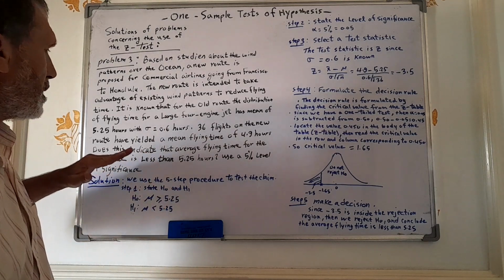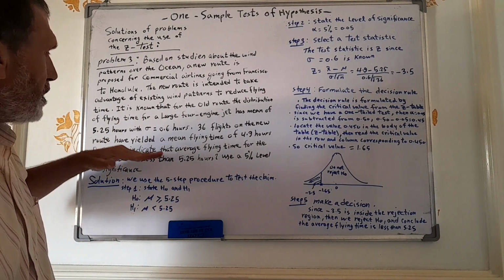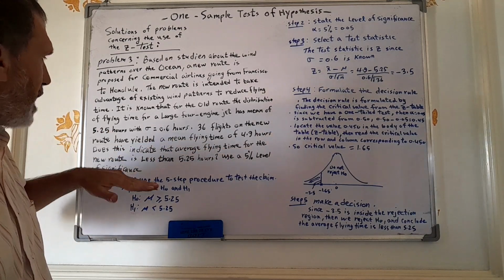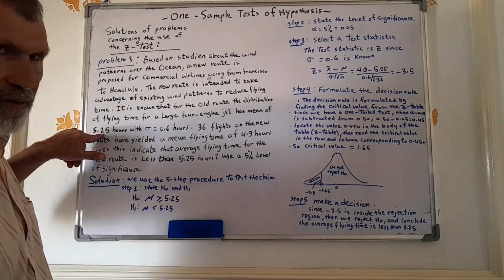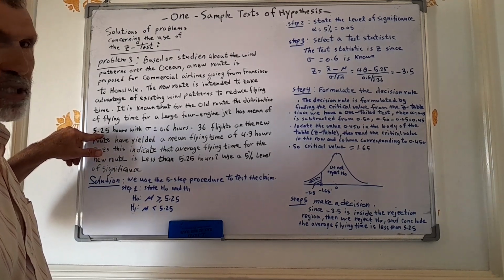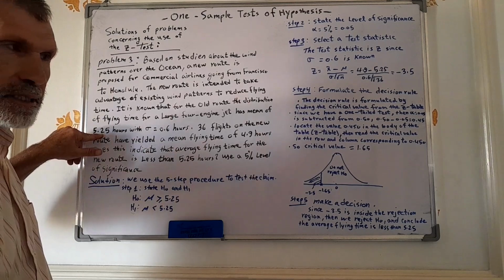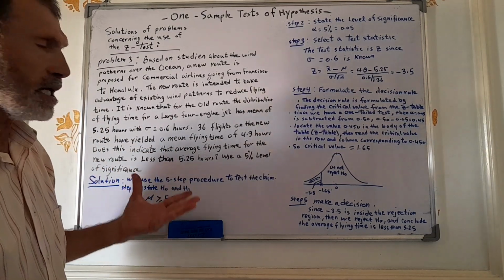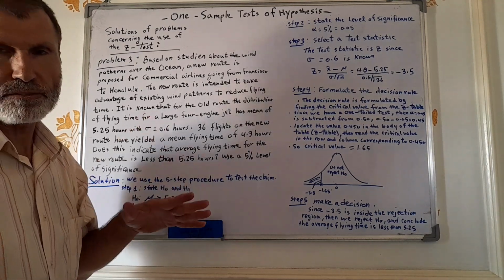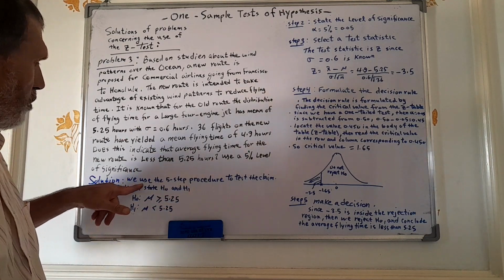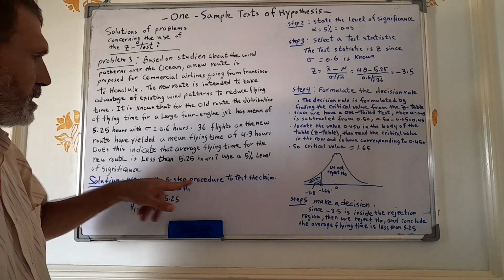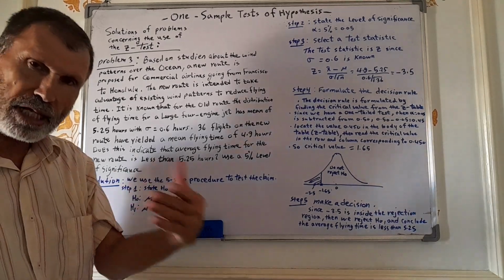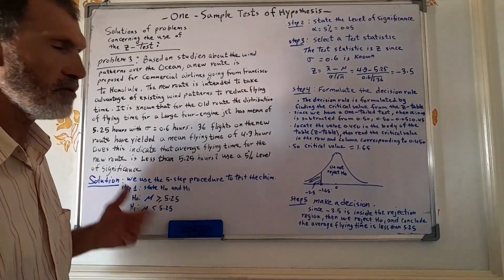Now, the claim is: does that indicate that the average flying time for the new route is less than 5.25 hours, the average time in the old route? So we have to test this claim. To test this claim, we go through the 5-step procedure. Step 1: state H0 and H1, the null hypothesis and the alternative hypothesis.